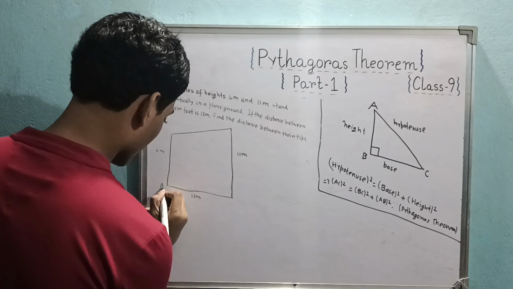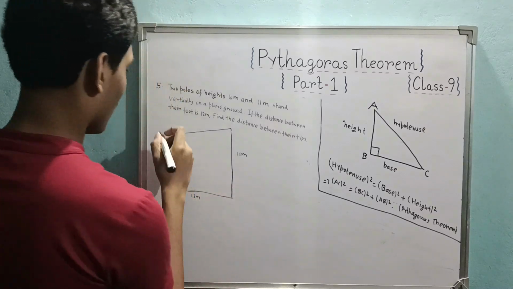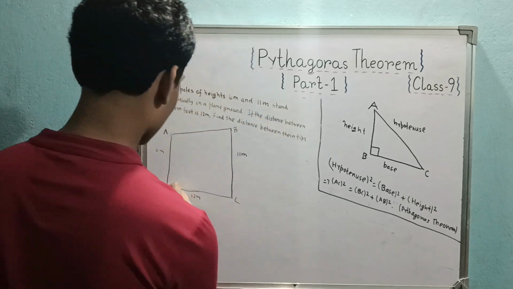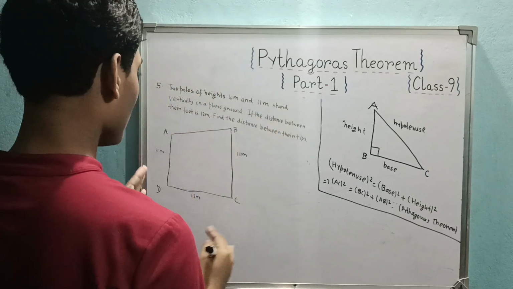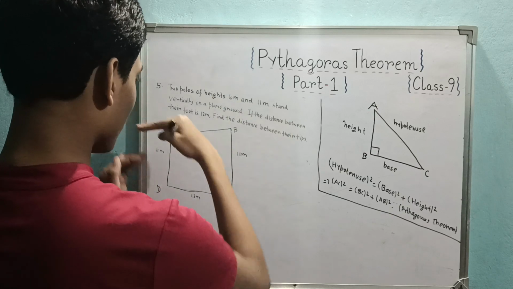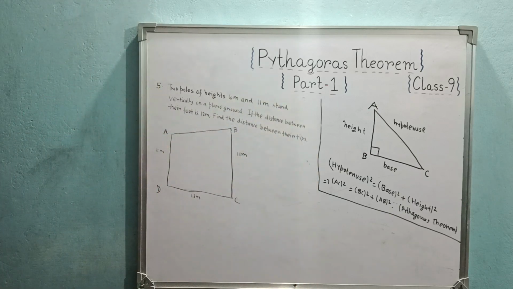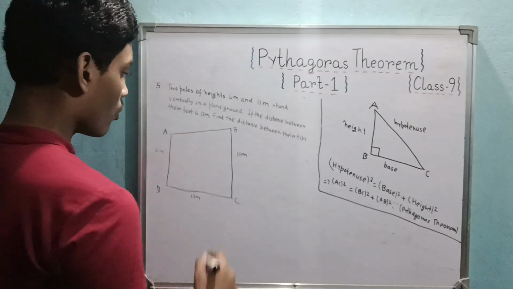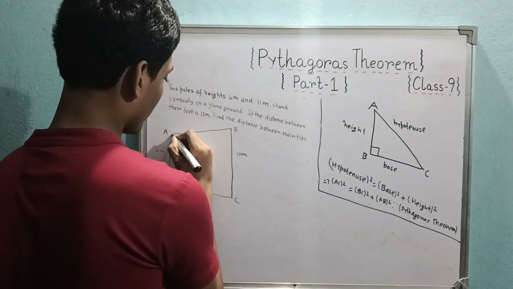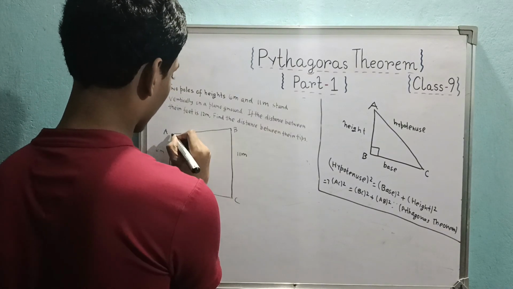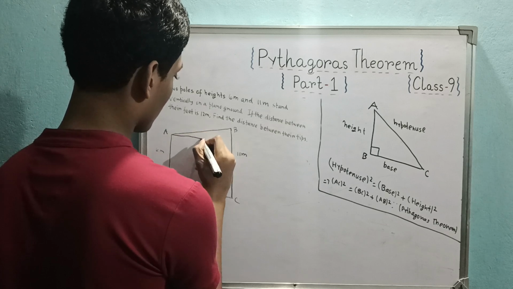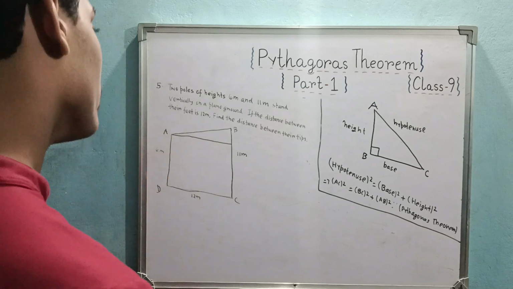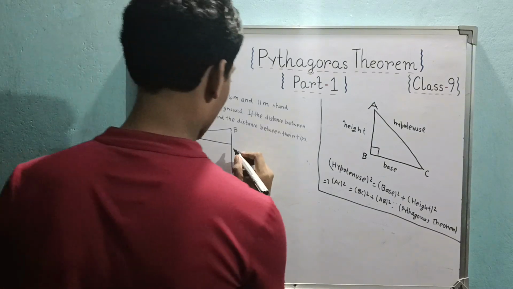Let me just draw here A, B, C, D. Understood? Two poles were there. One is taller than the other. The distance between the feet is 12. You have to find the tips distance. Now from this point I draw a straight line up to this end, and I name it D.